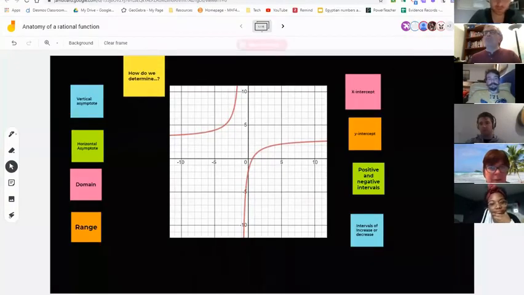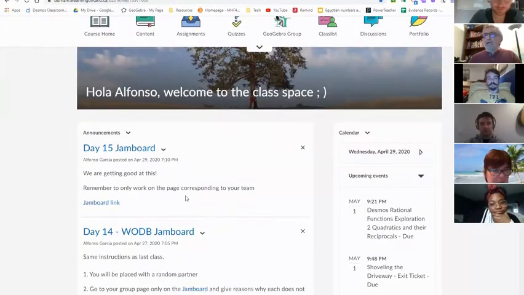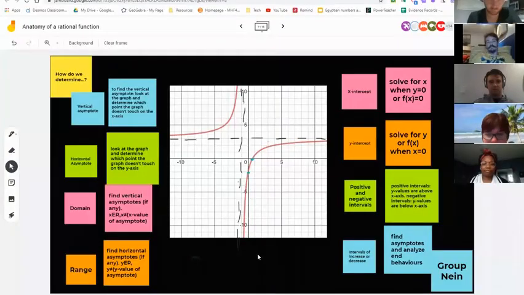Those of you who are not sure, if you go to our homepage in D2L, here's the Jamboard link, and that will take you there. A lot of you already landed there. So what we're going to do is literally do the anatomy of this thing. Can everybody see the Jamboard? Thank you. I always need to be checking. Okay, so group 9. We're going to be just looking at one item at a time.